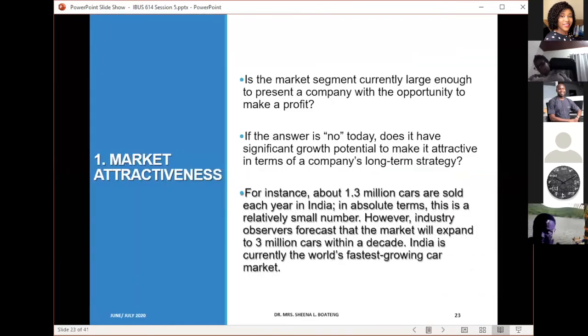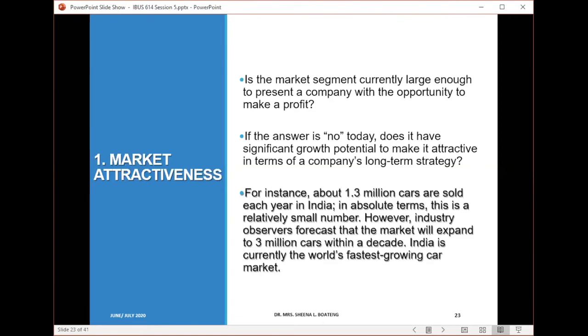Under market attractiveness, what are we asking? We are asking, is the market currently large enough to present us with the opportunity to make a profit? If the answer is no for today, are we saying that in the long term, the market stands to grow at an exponential rate such that if we enter now and we are not even making profit, there's the opportunity for us to make profit over the long term that will offset the losses that we are making now? If that is the case and the company is willing to take that risk, then you can go ahead and venture into such a market.